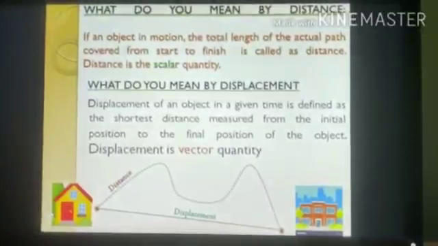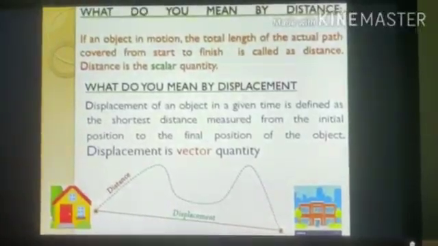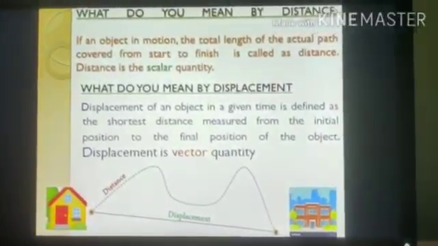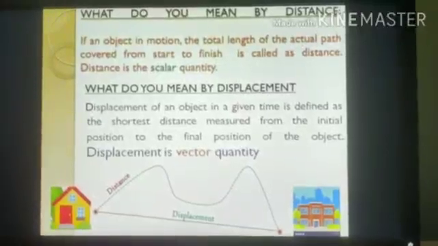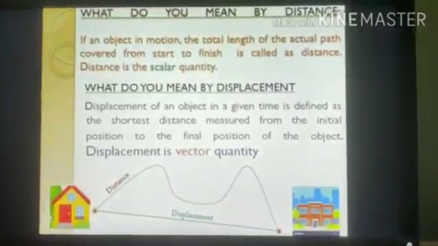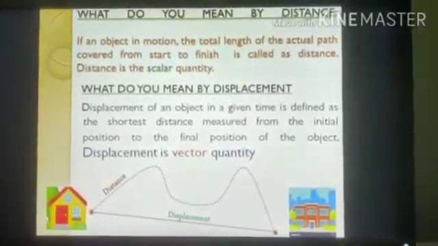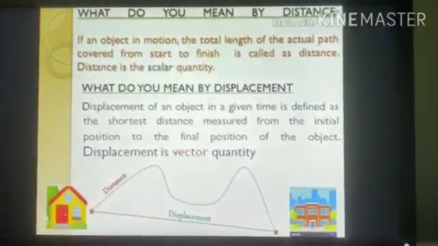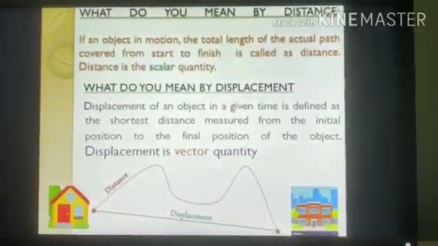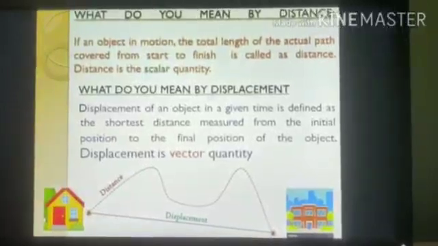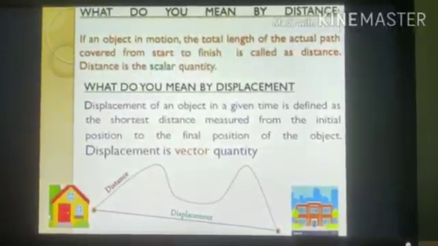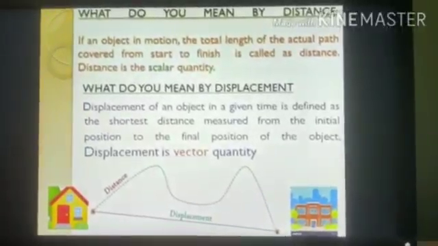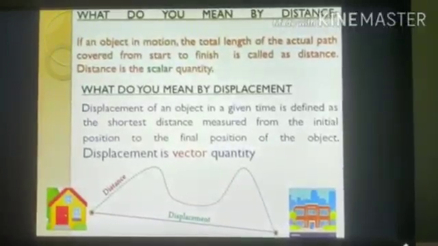Class 9 children, displacement is a new concept for you, but you always know what is a displacement. As you are traveling from some places, you always use your GPS. The GPS computer used to say this is the shortest distance to cover from this place to that place. That is nothing but displacement concept.